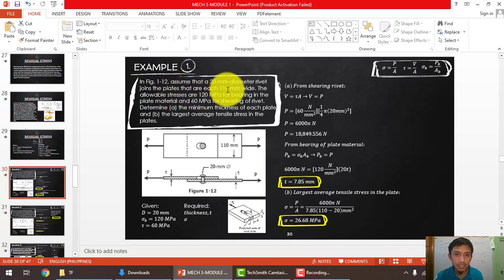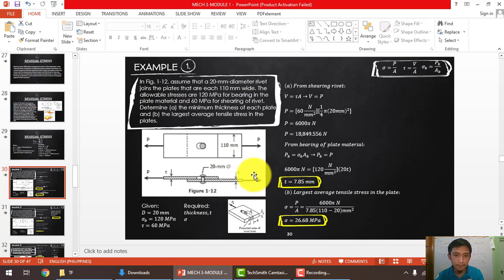That are each 110 mm wide, or each of these is 100 mm wide. Okay, sorry about that. So the allowable stress are 120 megapascal for the bearing on the plate material, and then 60 megapascal for the shearing of the rivet.